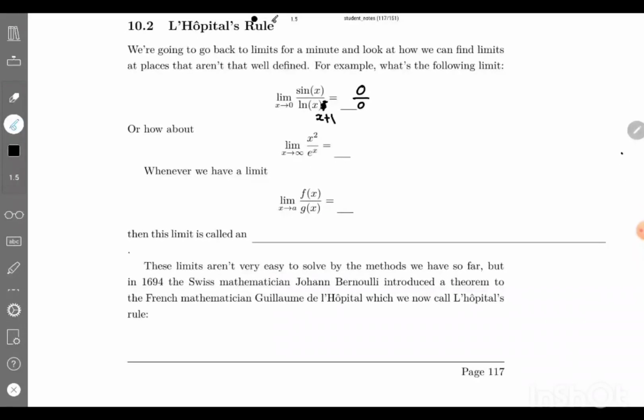So if I have the limit as x goes to infinity of x squared over e to the x, if I just plug things in, I would get infinity over infinity, yeah? And so that's another problem. We don't know what this equals. This could equal positive 1. This could equal 0. This could equal infinity. This could equal any number we want, kind of. So how do we solve a problem like this? And this is where L'Hopital's rule comes in.